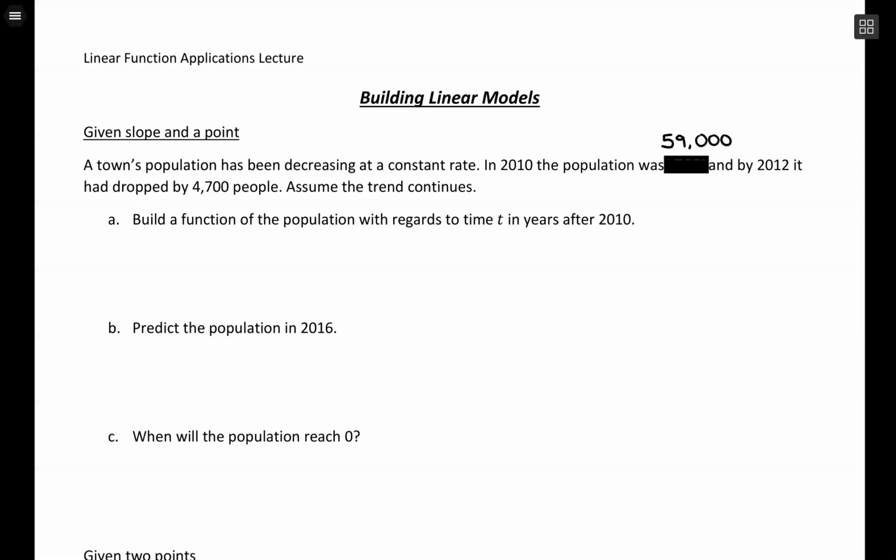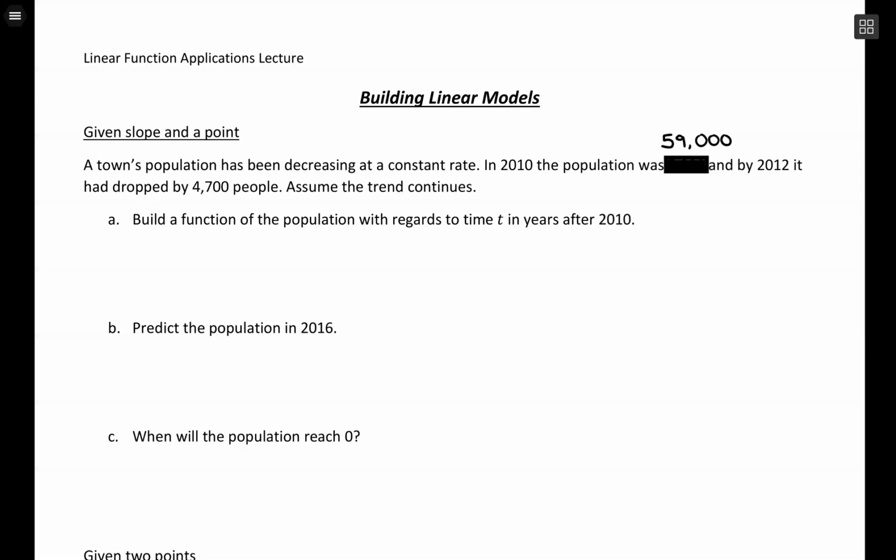So let's look at building models out of linear functions. With this, it'll depend on the information they give you in terms of the approach that you'll take. Sometimes they'll give you information about the slope and a coordinate, and you can use those two pieces together. Sometimes they'll give you two coordinates, you can use those pieces together. So let's look at those two types of examples.